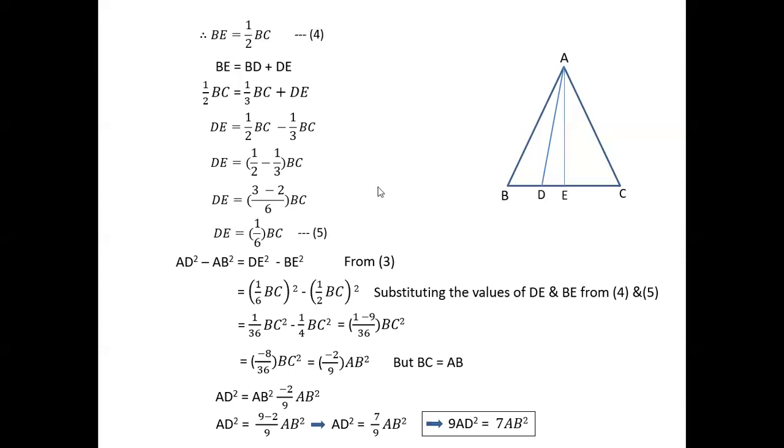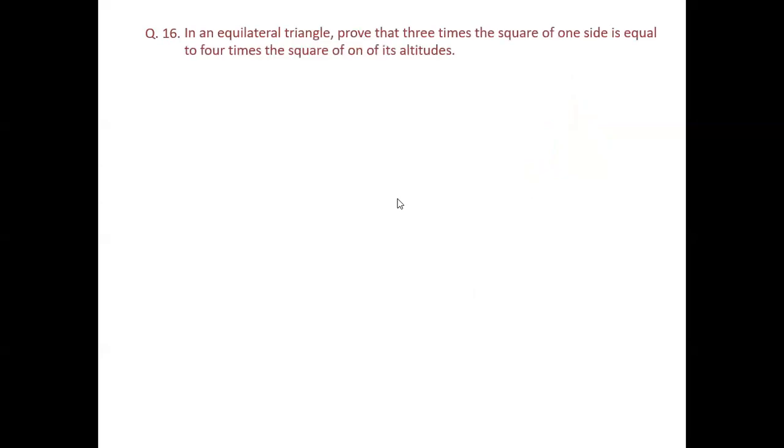I'll go through this question once more so that you will understand it more clearly. Next question, 16th question. In an equilateral triangle, prove that three times the square of one side is equal to 4 times the square of its altitude. So what is it?